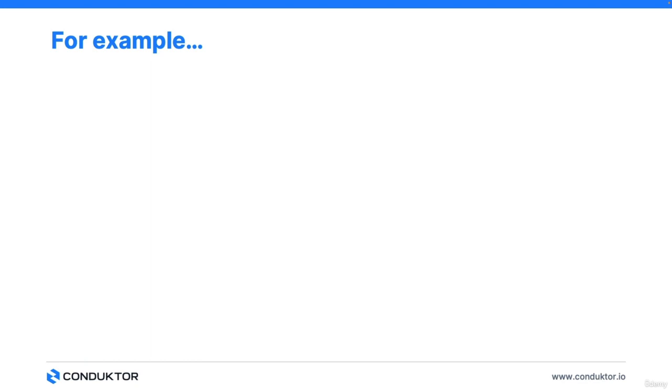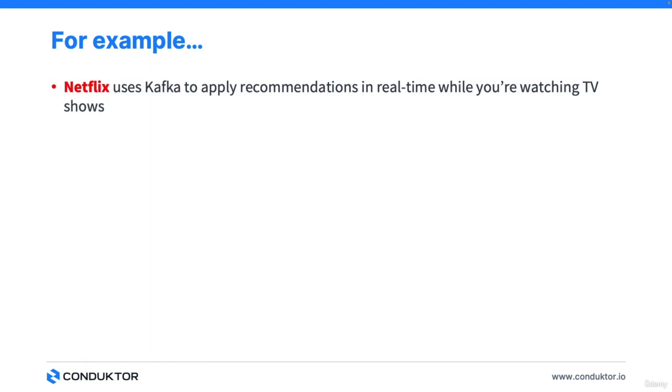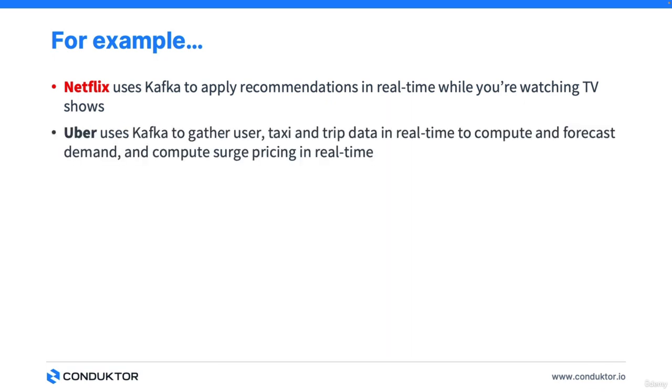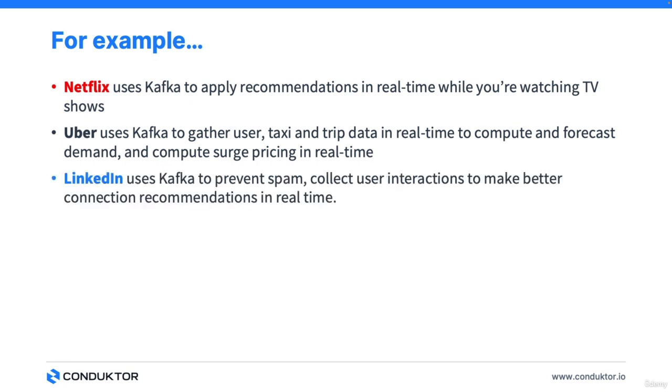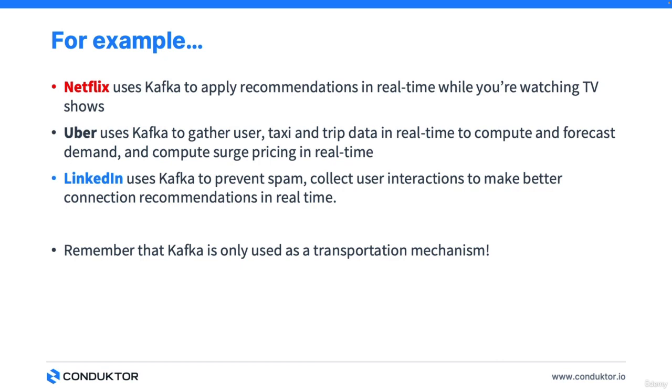Now some more concrete examples of how Kafka is being used. Netflix is using Apache Kafka to apply recommendations in real time while you're watching TV shows. Uber is using Kafka to gather user, taxi, and trip data in real time and to compute and forecast demand, and also to compute your pricing in real time. And LinkedIn uses Kafka to prevent spam and collect user interactions to make better connection recommendations in real time. In all of that, Kafka is only used as the transportation mechanism, which allows huge data flows in your company.